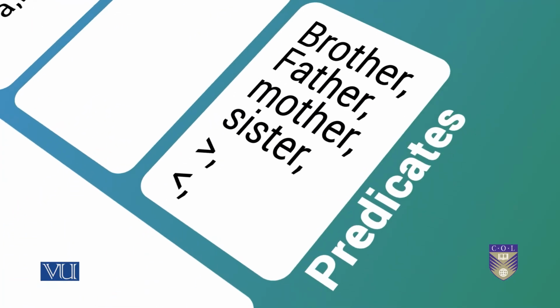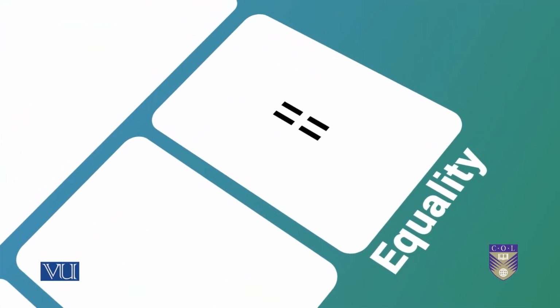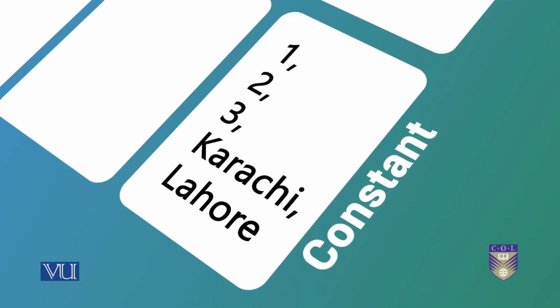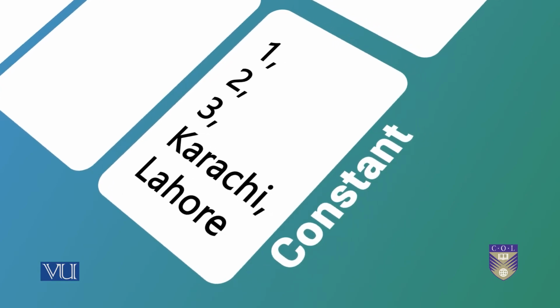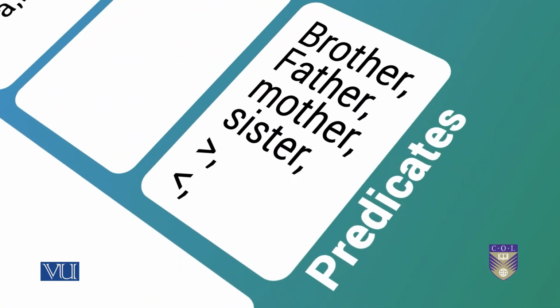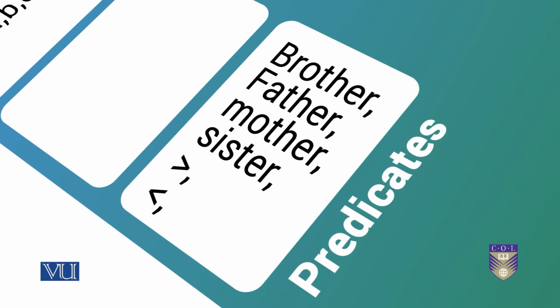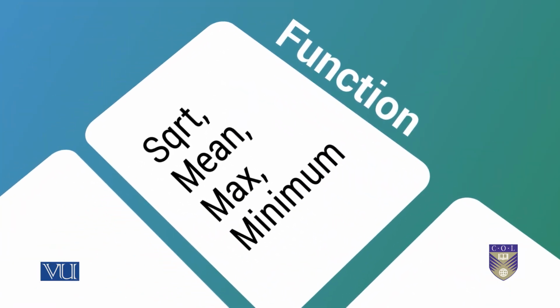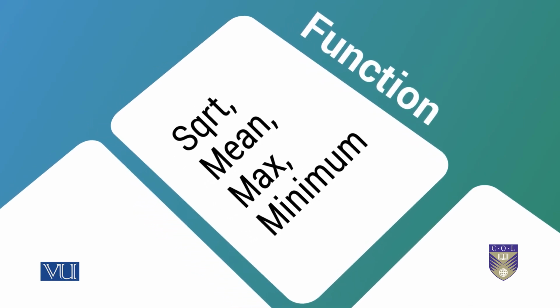So, some basic elements of first order logic. There are several options available to us. We can represent constants like numbers 1, 2, 3. We can have names of cities, Karachi, Lahore. We could have names. These will be treated as constants. Then we have provision for defining variables, small letters a, b, c, d, e, f, and so forth. We have the provision of defining predicates, right? Like brother, father, mother, sister, greater than, less than. And then we have functions also: square root, mean, max, minimum, and so forth.